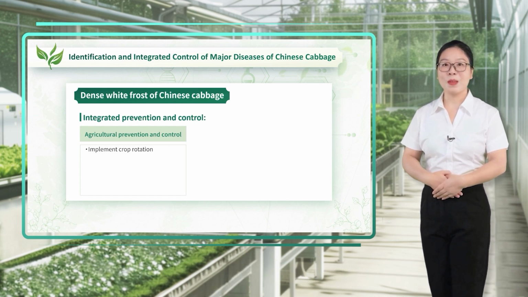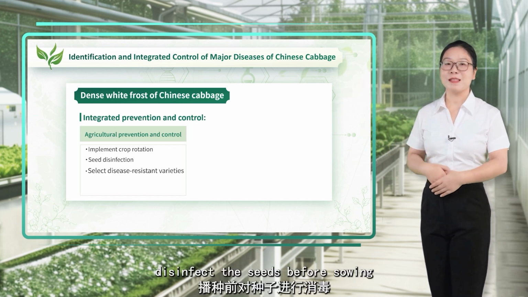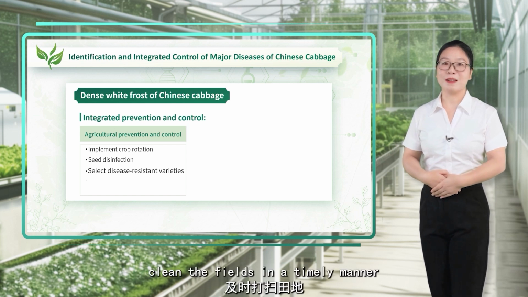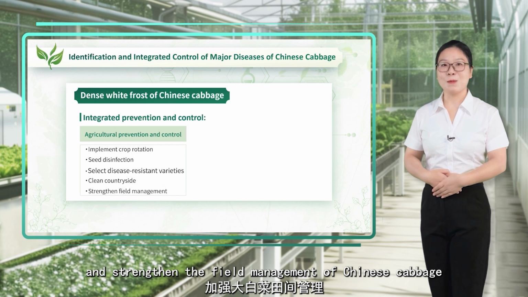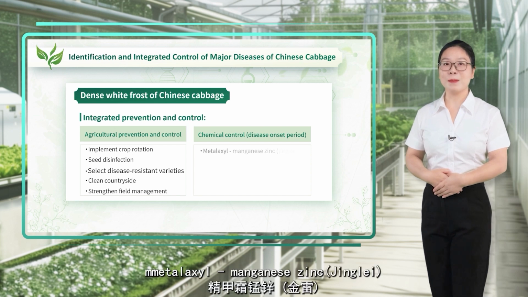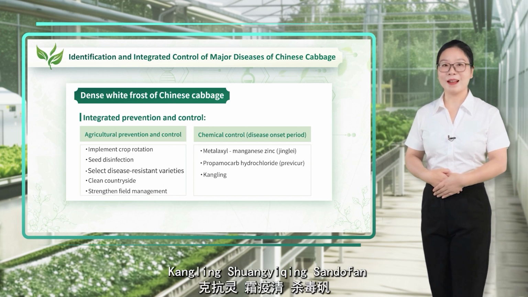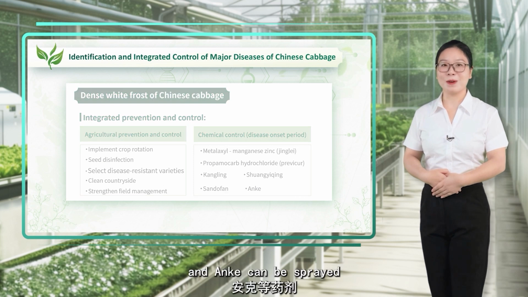For example, implement crop rotation, select disease-resistant varieties, disinfect the seeds before sowing, clean the fields in a timely manner, and strengthen the field management of Chinese cabbage. At the initial stage of the disease, fungicides such as metalaxyl, manganese zinc, propamocarb hydrochloride, and others can be sprayed.